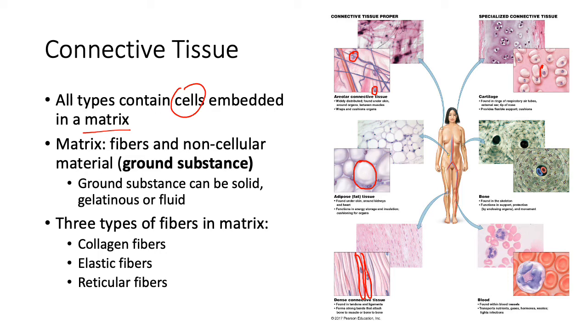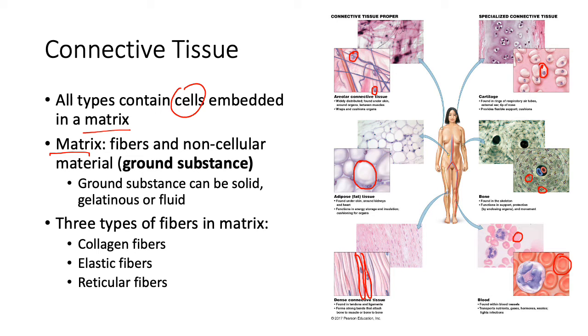In cartilage, we have cells that are embedded here in this more pink background. In bone, we have cells that look like little stars that we see here in red. And in blood, we have cells that are floating in a more fluid matrix. But in all of these, we have a specialized cell type embedded in some type of matrix. Typically, that matrix is made of fibers and non-cellular material, which are collectively called the ground substance.